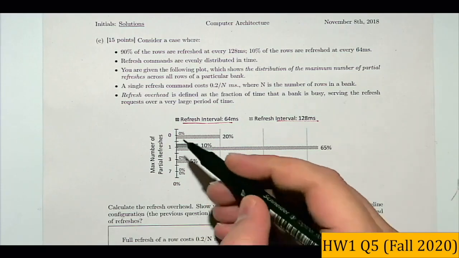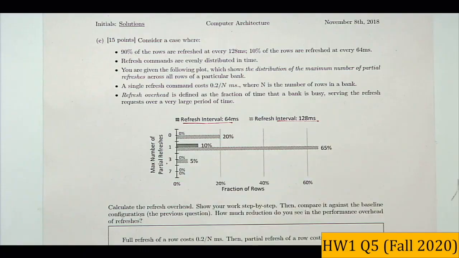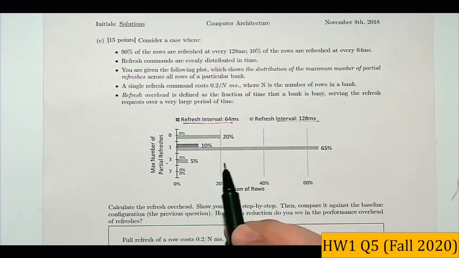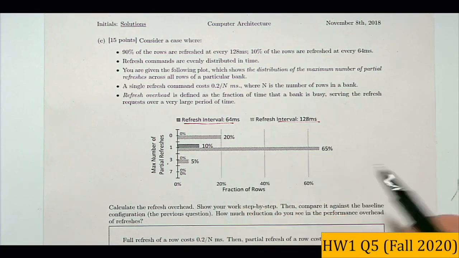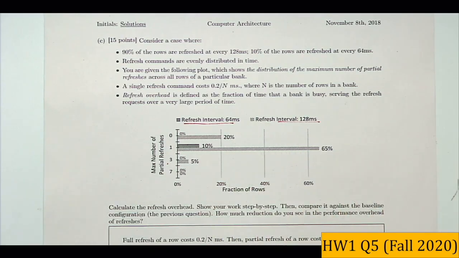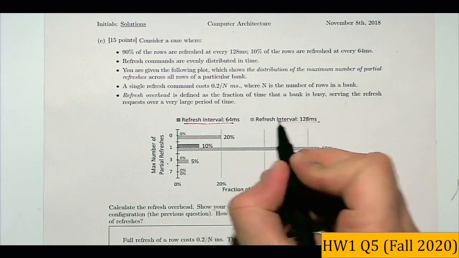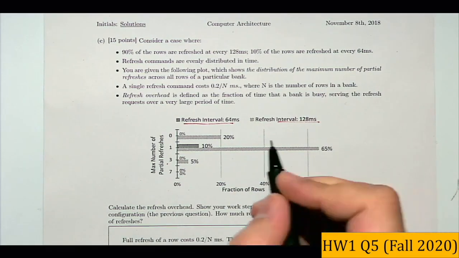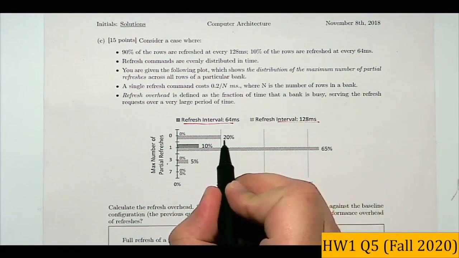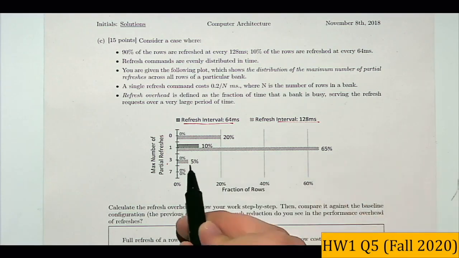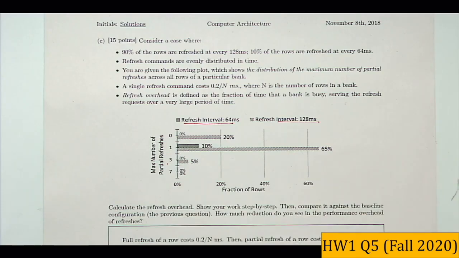And the y-axis is the same as before. So here you can see that when we add all these up, it goes to 100%. So this is the distribution. Okay, so let's start with this 128 millisecond ones. Here I refresh all these rows, I mean this 20%, this 65%, and 5% at every 128 milliseconds, right?